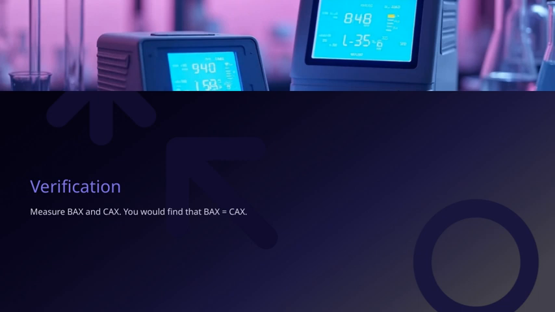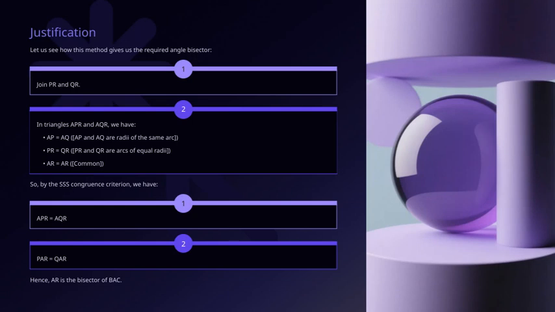the treatment. So, as we see here, point 2 indicates that AR is actually the bisector of angle BAC. Now, the first point tells us that PAR is equal to QAR, and similarly, APR is equal to AQR. These equalities set the stage for applying the SSS congruence criterion.